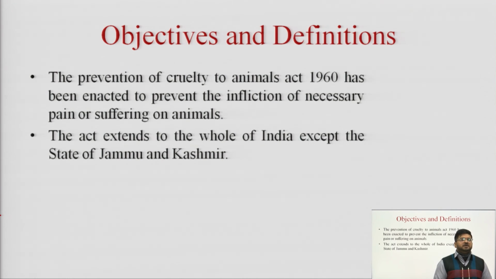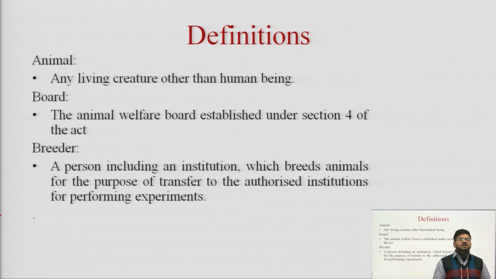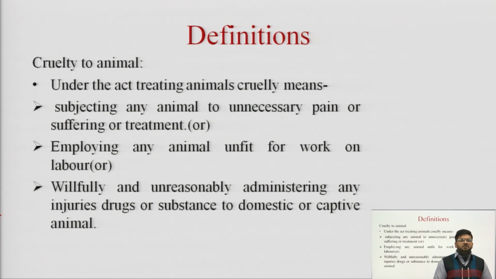Objectives and definitions, as we have studied: the Act was passed in 1960 to prevent the infliction of unnecessary pain or suffering on animals, and it was extended to the whole of India except the state of Jammu and Kashmir. As well, we have studied the different definitions like animals, board, breeder, cruelty to animal.